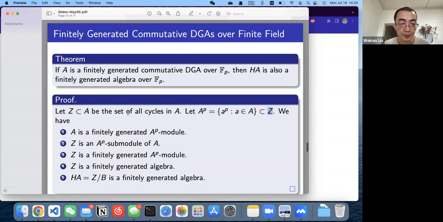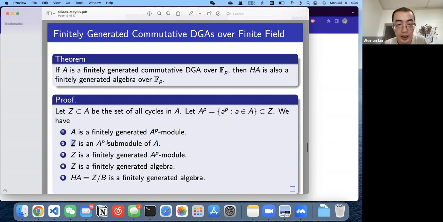Now we have the following. First, we know that A is a finitely generated A^P module. Keep in mind that A^P here is actually a subalgebra of A, so itself is an algebra. So we can view A as a module over A^P. And we can claim that it's finitely generated because it's generated by all monomials whose exponents do not exceed P. I think it's simple to see that. There are only finitely many generators, and therefore only finitely many monomials where the exponents are not too big. So therefore A is a finitely generated A^P module.